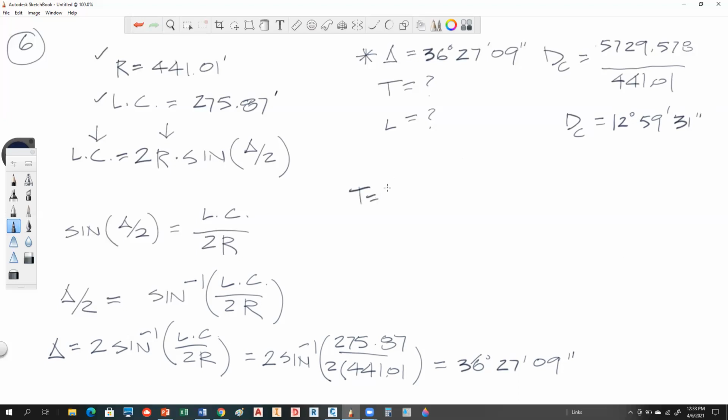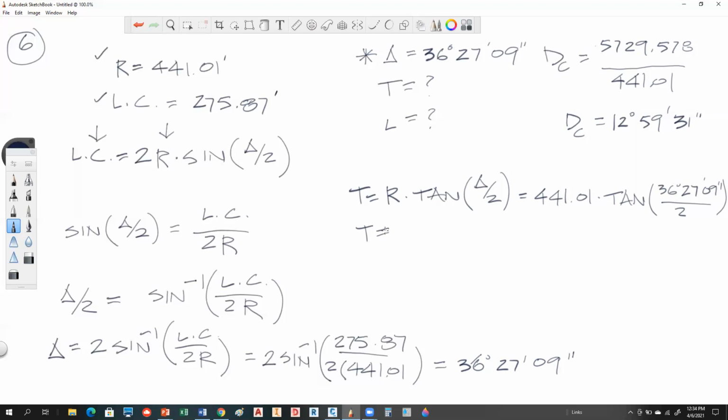T is real easy. It's just R times the tangent of half of delta. So now that we know delta, we can solve this pretty easily. So that would be 441.01 times the tangent of half of the 36°27'09" number. Sometimes people have two numbers here of angles. Sometimes they'll use the wrong one, so be careful when you have both given. Delta is definitely never equal to degree of curve, okay? They're completely separate things.